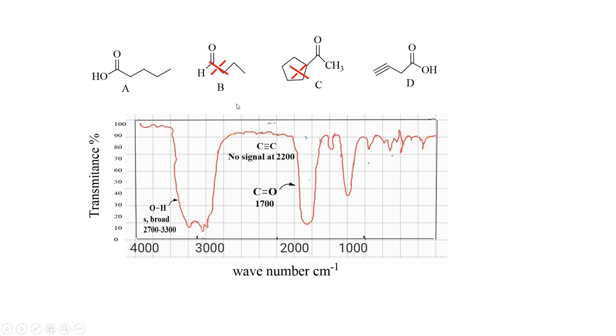Okay, which one of these two best suits this IR spectrum? See, there is no carbon-carbon triple bond stretch at 2200 cm^-1. If D is our carboxylic acid, there should be a carbon-carbon triple bond stretch near 2200 cm^-1. But here there is no carbon-carbon triple bond stretch near 2200 cm^-1. This rejects the possibility for compound D, and hence the answer would be A. Okay, answer would be A.